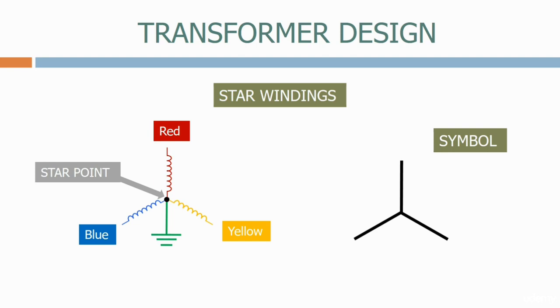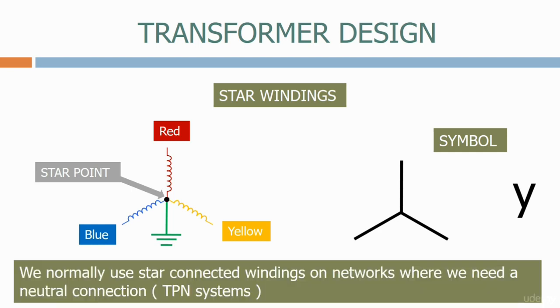This is the symbol for a star-connected winding. Or, on the transformer symbol itself, we use the capital Y for the primary winding and the lowercase y for the secondary winding. We normally use star-connected windings on networks where we need a neutral connection, i.e. TPN systems.